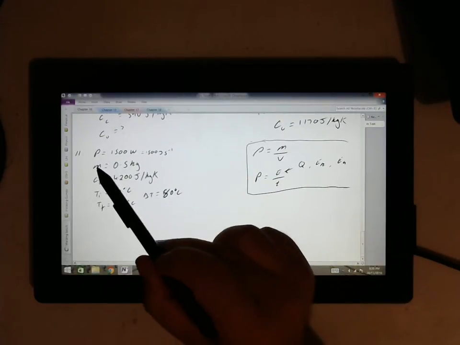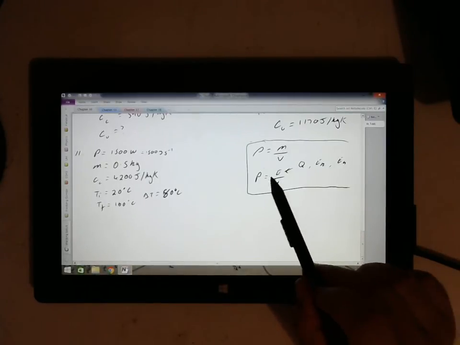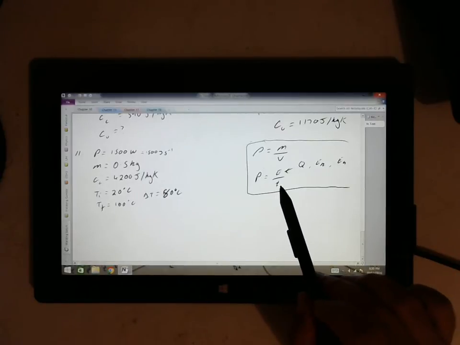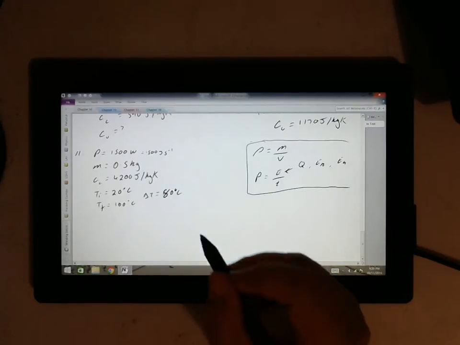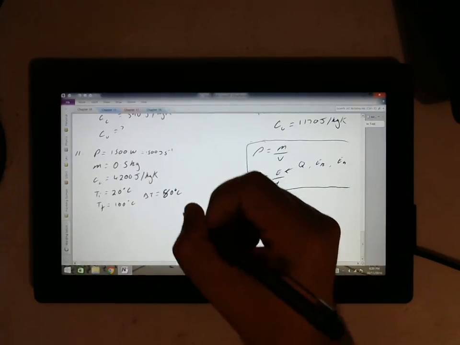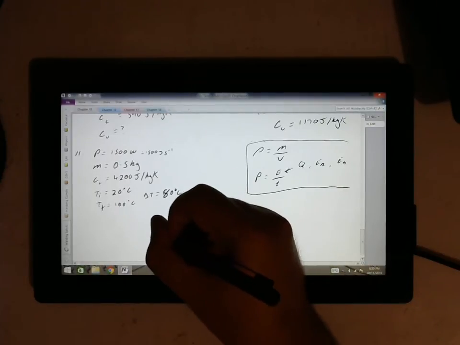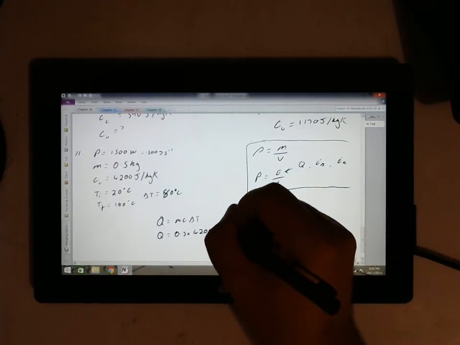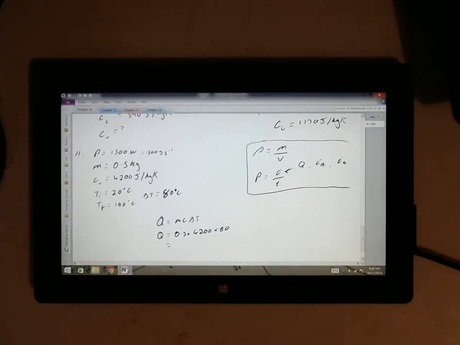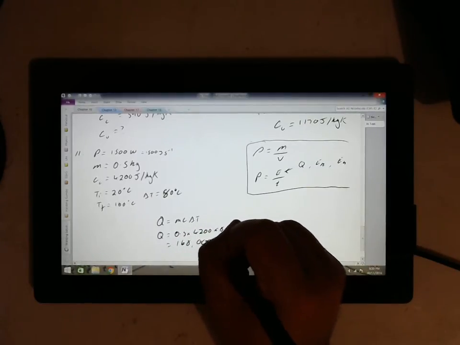Alright, and we've got an m, we've got a c, we've got a delta T. We're dealing with Q equals mc delta T here, and because we've got Q and P, we can then work out time from that afterwards. So, let's just work out the energy needed to raise the water, and then we can think about it logically after that. So, Q equals mc delta T. Q equals 0.5 times 4,200 times 80. And so we're going to get 168,000 joules. So that's how much energy.